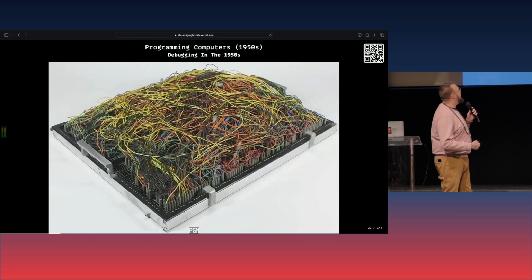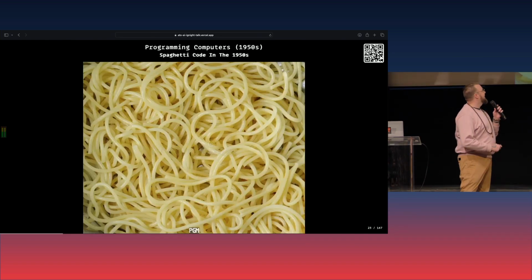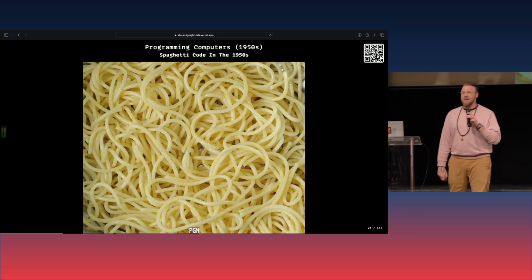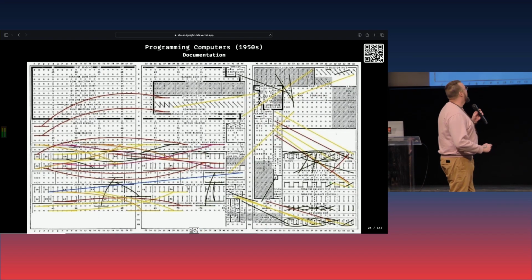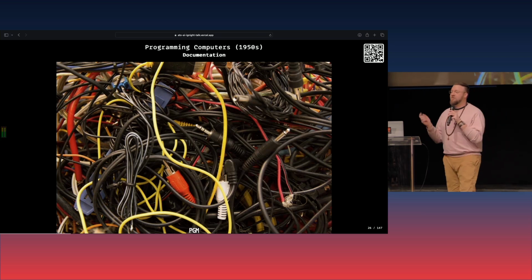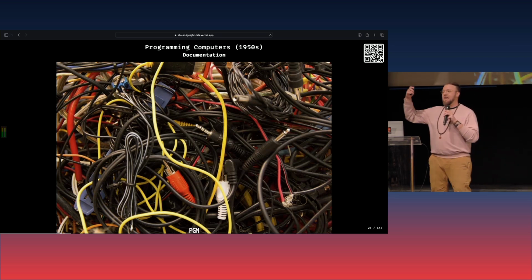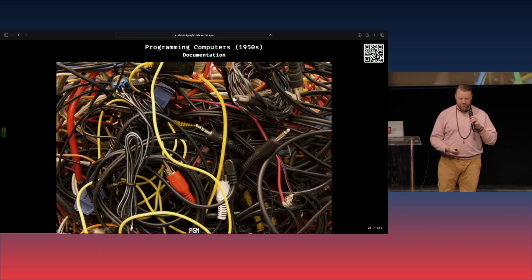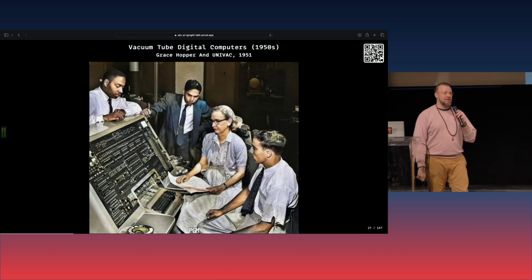Come on, look at this. Diagnosing? For real? Come on. How am I going to find an error in this? This was documentation. What? Come on. It's too much. It's very complicated. And Grace Hopper, she's like, for real, let's put the code inside the computer.